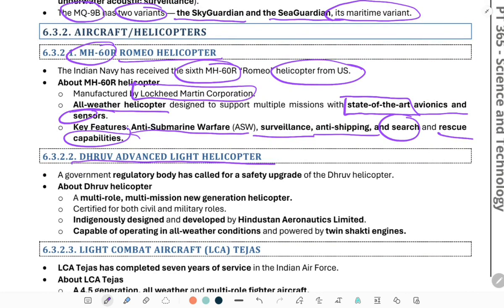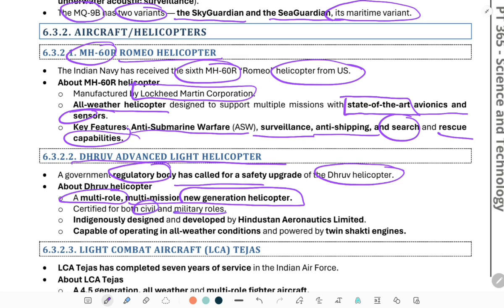Next, Dhruva Advanced Light Helicopter. Recently, a government regulatory body has called for a safety upgrade of the Dhruva helicopter. This Dhruva helicopter is a multi-role, multi-mission, new generation helicopter. It is certified for both civil and military roles. It is indigenously designed and developed by Hindustan Aeronautics Limited, HAL, and it is capable of operating in all weather conditions and is powered by twin Shakti engines.